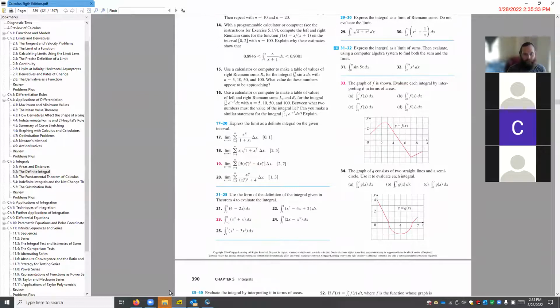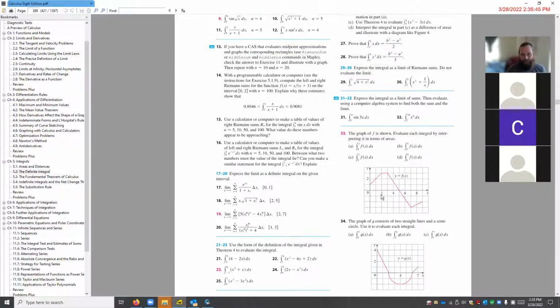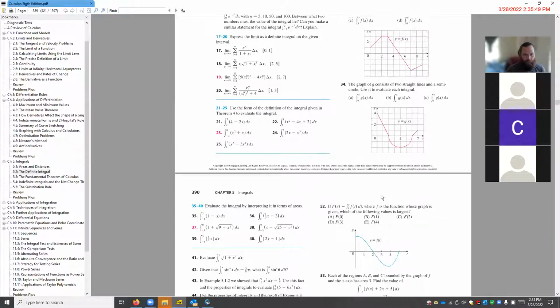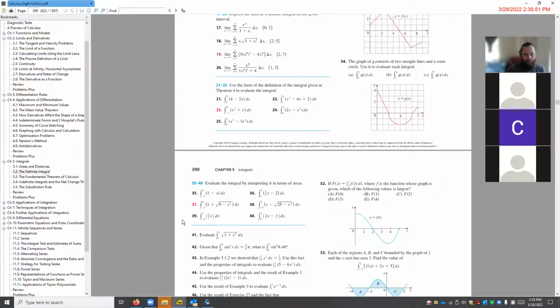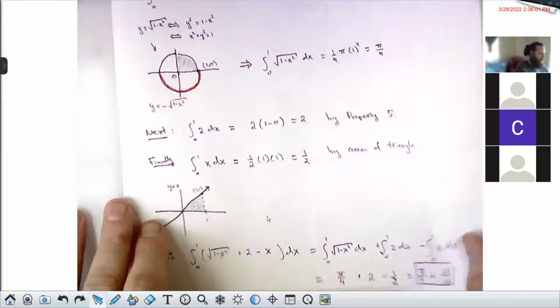Yeah, a lot of this is the same sort of stuff. Nothing super exciting here. Honestly, nothing too fresh here until we get down to the FTC, interpreting in terms of areas. This is basically the same thing we just did. Let's try something a little more challenging. Maybe number 40 there is fun. And then we're going to move on.